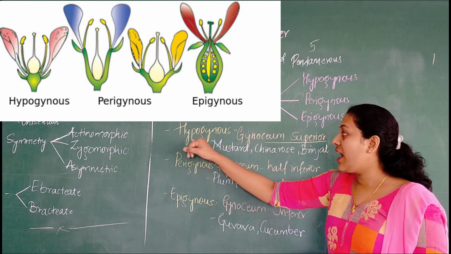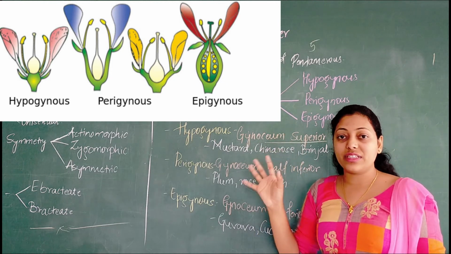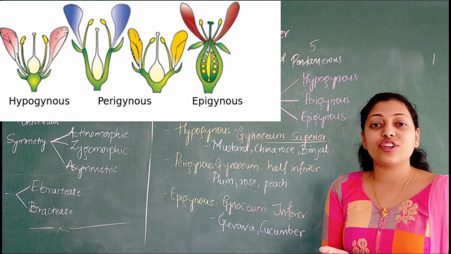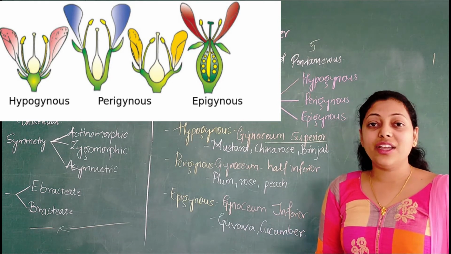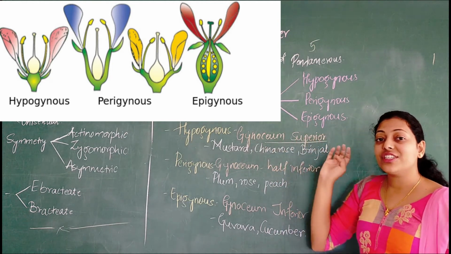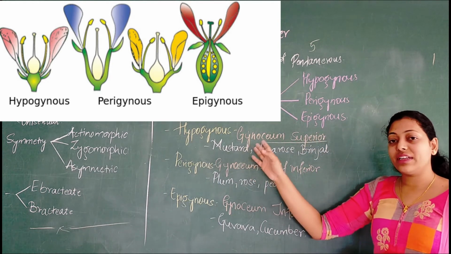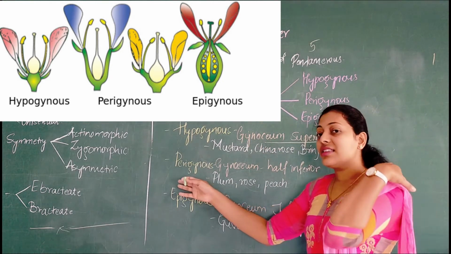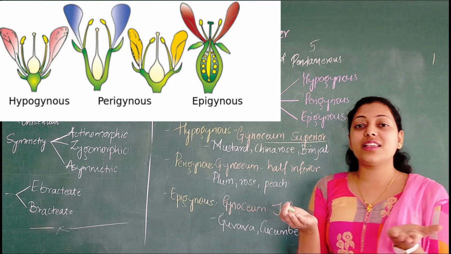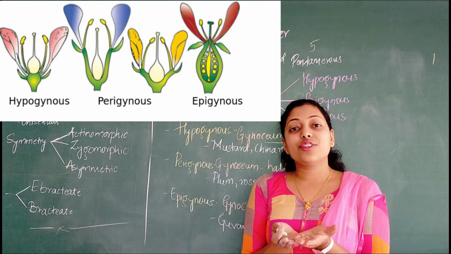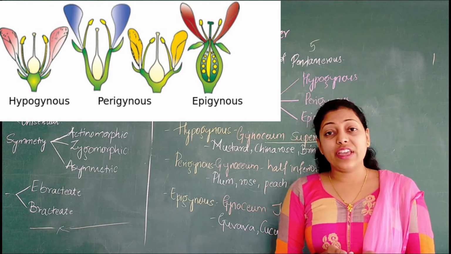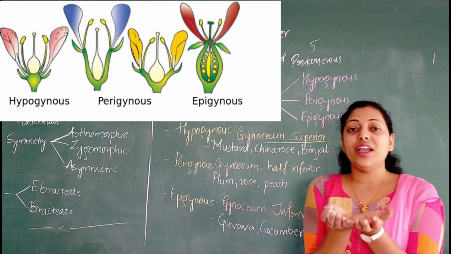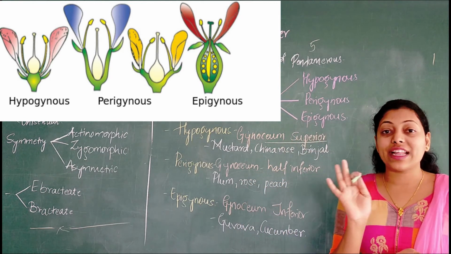Is it clear? So in the hypogynous ovary, we have the gynoecium superior, whereas the rest of the parts are inferior to the ovary. That's why we say the gynoecium is superior over here. For example, you can take mustard, China rose, and brinjal. Is it clear? So next is perigynous. Peri is somewhat equal. So in the case of perigynous flowers, we see that the calyx is situated almost equal to the ovary in position, but not exactly equal.